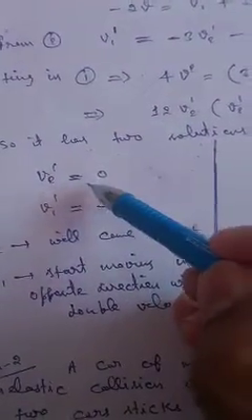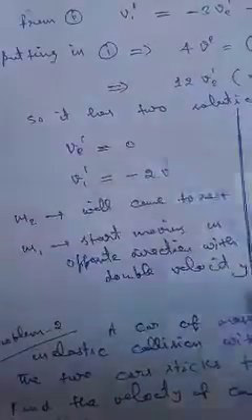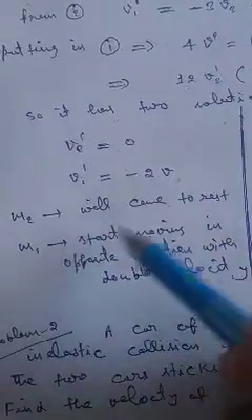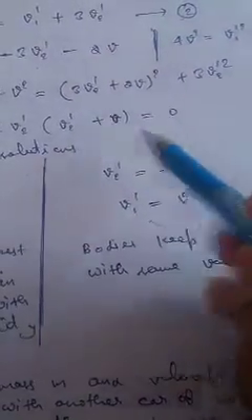So what is the first possibility? v2 prime is equal to 0. If v2 prime is 0, then you can put it here, and v1 prime will become minus 2v. So what is happening in this case? After colliding, m2 will come to rest while m1 will turn back with double velocity. Okay, so second case, v2 prime is equal to minus v.